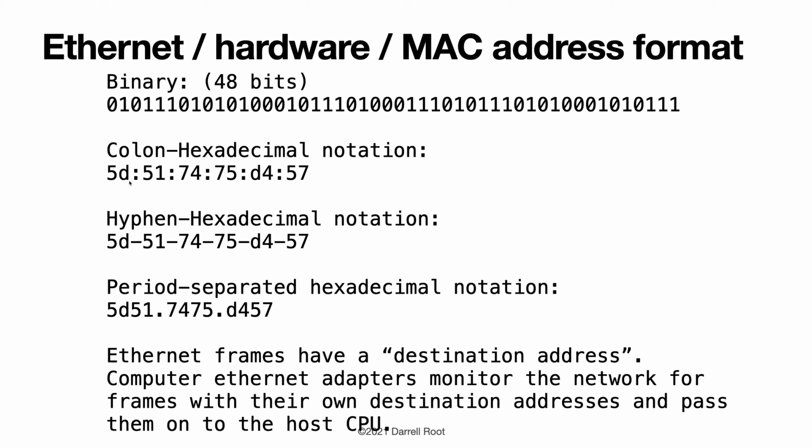Some operating systems separate them with colons every octet. Some operating systems separate them with dashes every octet. Some operating systems separate them with dots every 2 octets. So in fact, this would be a hextet because it has 16 bits. So 16 plus 16 plus 16, also 48.